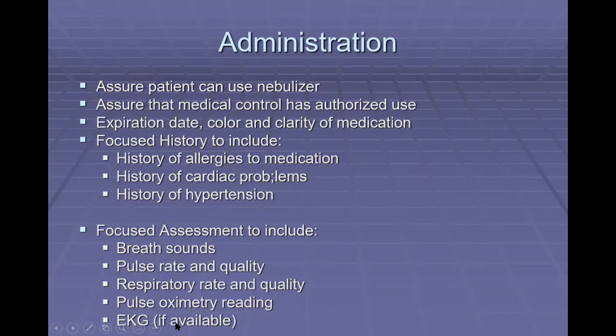All right, let's get a pulse rate and quality. Respiratory rate and quality. How are they breathing? What does this patient look like? Are they using accessory muscles? Do they have pursed lip breathing? All those things are very important. All right, pulse oximetry reading. EKG, if available. Here in North Dakota, we should be getting an EKG on all of these patients, preferably a 12-lead EKG, and transmitting that to the hospital if we have transmission capability.